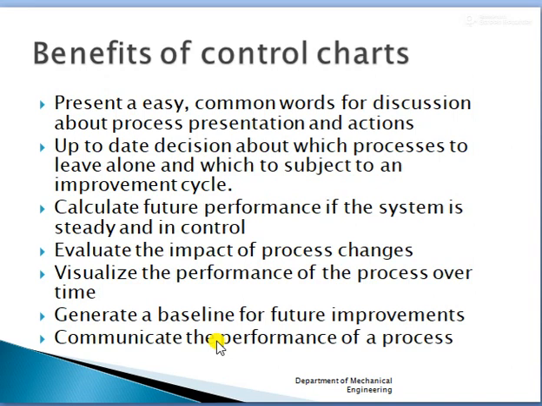Up-to-date decisions about which process to leave alone and which to subject to an improvement cycle. Calculate the future performance if the system is steady and in control. Evaluate the impact of process changes. Visualize the performance of the process over time. Generate a baseline for further improvement. Communicate the performance of the process, that is, predict out-of-control and out-of-specification limits.